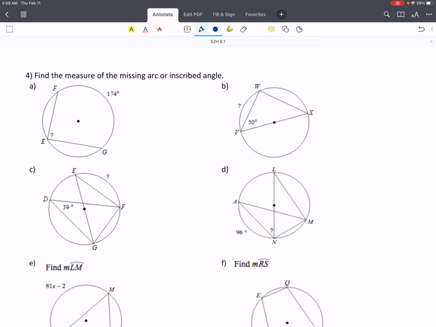Find the measure of the missing arc or angle. Well, I can just take 174 divided by 2. Here are the chords that lead to this arc. So those go together. So 174 divided by 2 is 87 degrees.